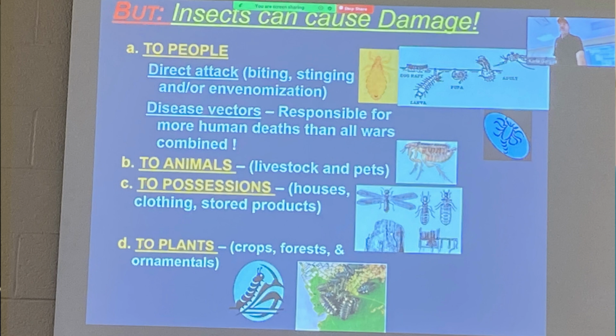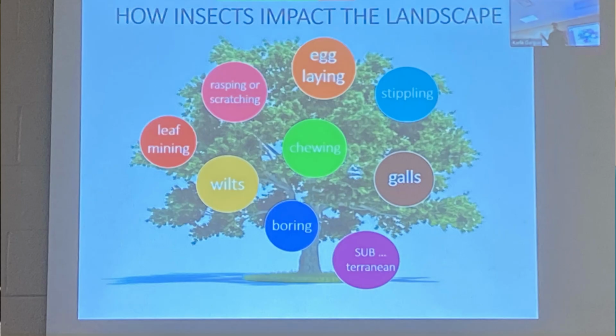But insects cause damage. To people, direct attack, they can bite or sting. To animals, livestock, and pets. To possessions, housing, clothing. And then to plants, crops, forests, and ornamentals. How insects impact the landscape.